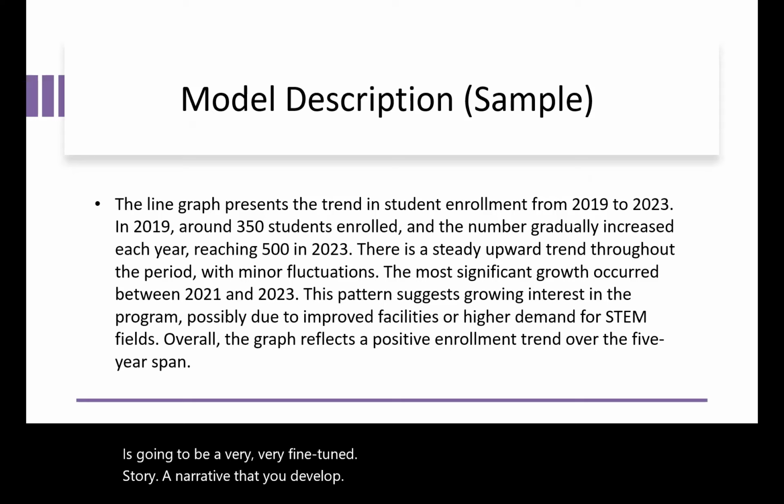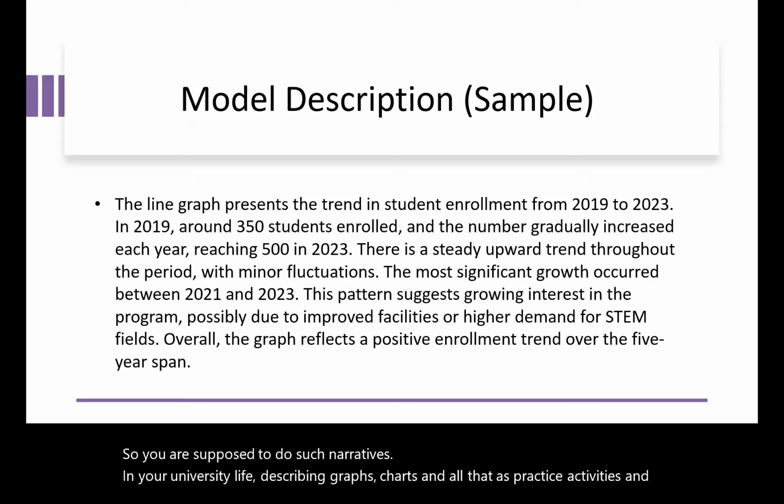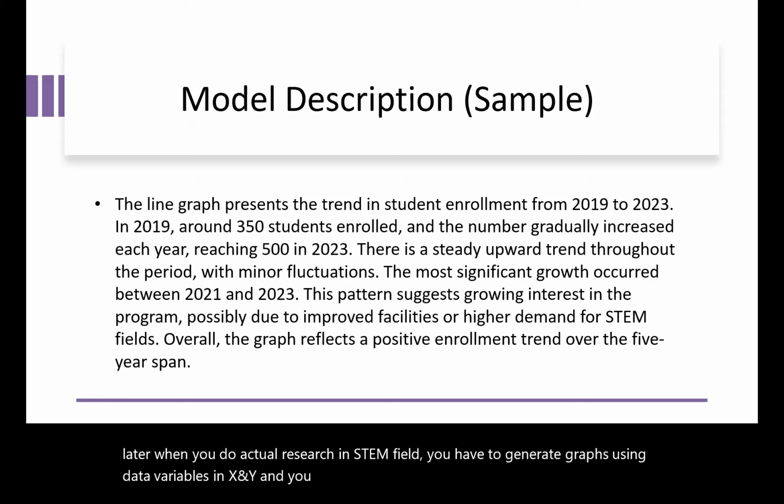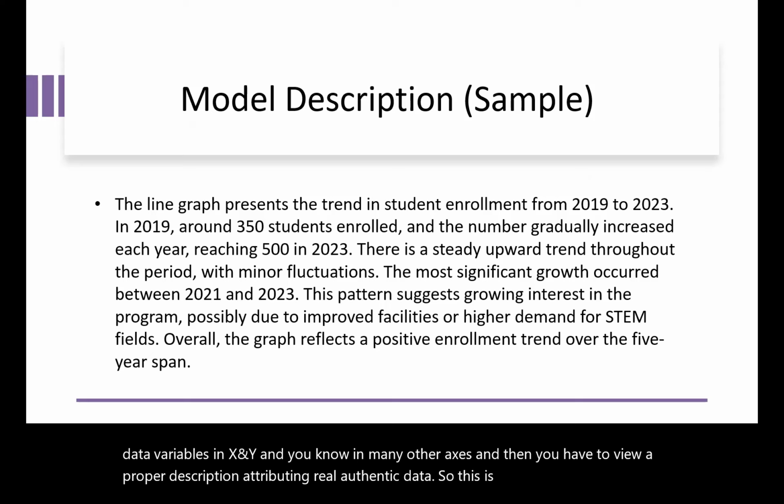So you are supposed to do such narratives in your university life, describing graphs, charts, and all that as practice activities. And later, when you do actual research in the STEM field, you have to generate graphs using data, variables in X and Y, and in many other axes. And then you have to give a proper description attributing real authentic data. So this is actually the beginning of STEM communication, right?